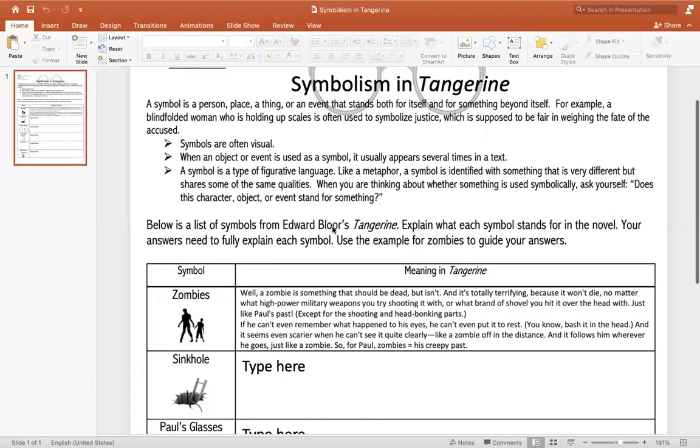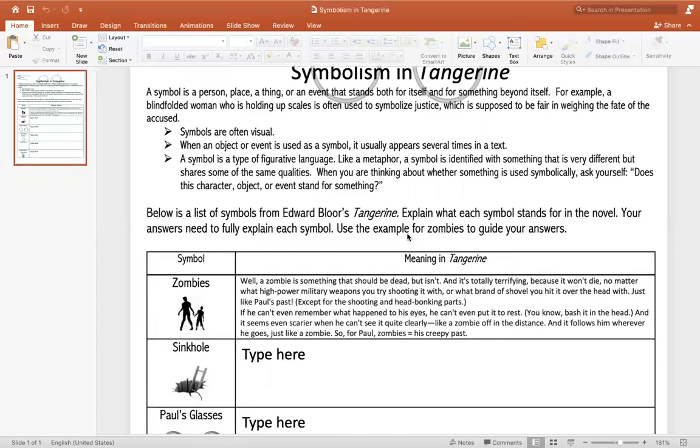So below is a list of symbols from Tangerine. Explain what each symbol stands for in the novel. Your answer needs to fully explain each symbol. And I gave us the example of zombies, probably because zombies might have been one of the harder ones to pick out.